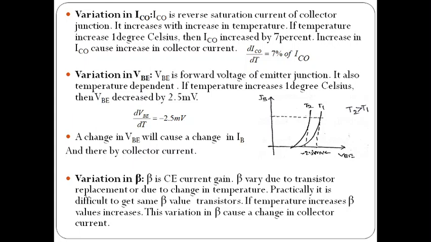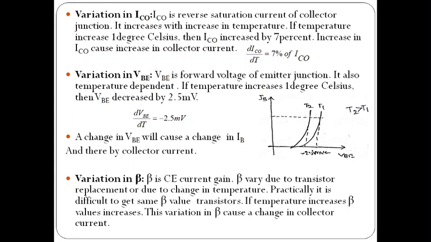A change in VBE will cause a change in IB. When IB changes, the collector current changes again. So the IC value depends on the VBE value, and VBE depends on the temperature. So ICO and VBE both vary with temperature. When these vary, the collector current changes.